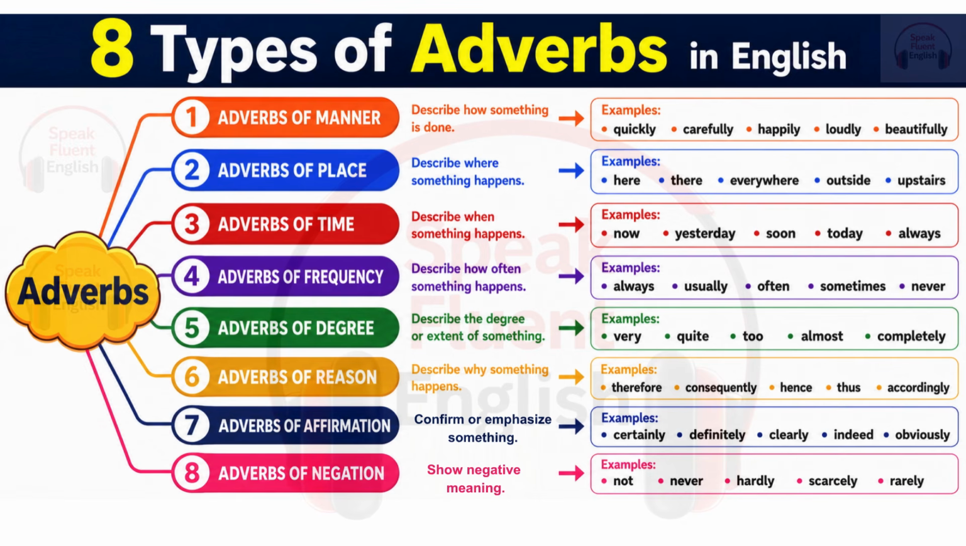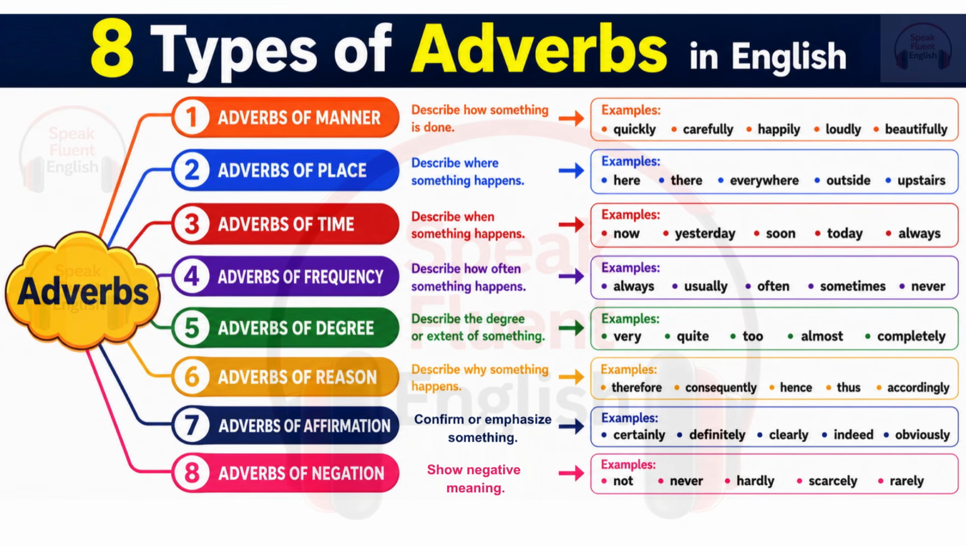Now. I am busy now. Come here now. Yesterday. I went to school yesterday. It was cold yesterday. Soon. I will come soon. The bus will arrive soon. Today. I am happy today. Today is my birthday. Always. I always wake up early. She always studies hard. Next, adverbs of frequency.